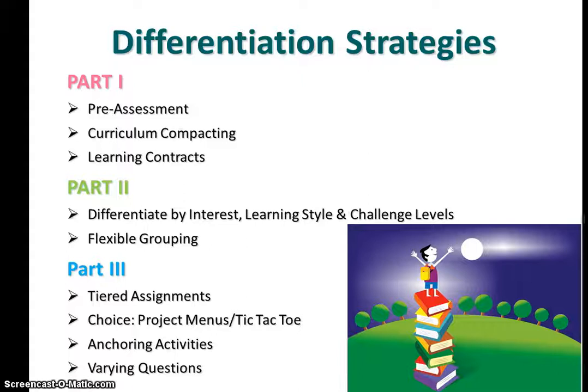Part 2 looks at differentiating by interest, learning style, and challenge levels. We're really going to focus here today looking at the content, the process, and the product. Flexible grouping also goes into Part 2, but that's something you're familiar with based on your center model. Part 3 looks at tiered assignments. We're going to look at that at the end of the session. It also looks at choice boards or tic-tac-toe menus, which we've provided at previous sessions as well. Anchoring activities and varying questions are two that we will tackle at another date.